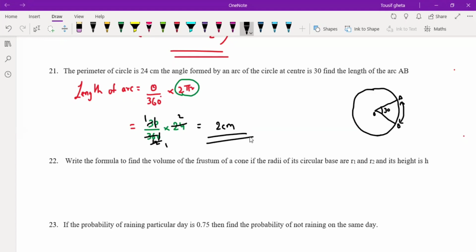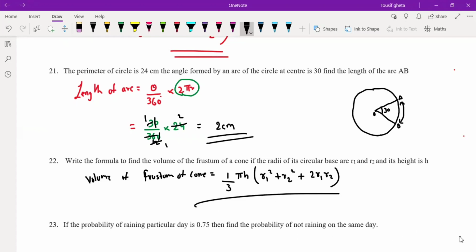Write the formula to find the volume of the frustum of a cone if the radii of its circular bases are r1 and r2 and the height is h. The formula: volume of the frustum of a cone is 1 by 3 pi h of r1 square plus r2 square plus r1 into r2. That will be the formula.